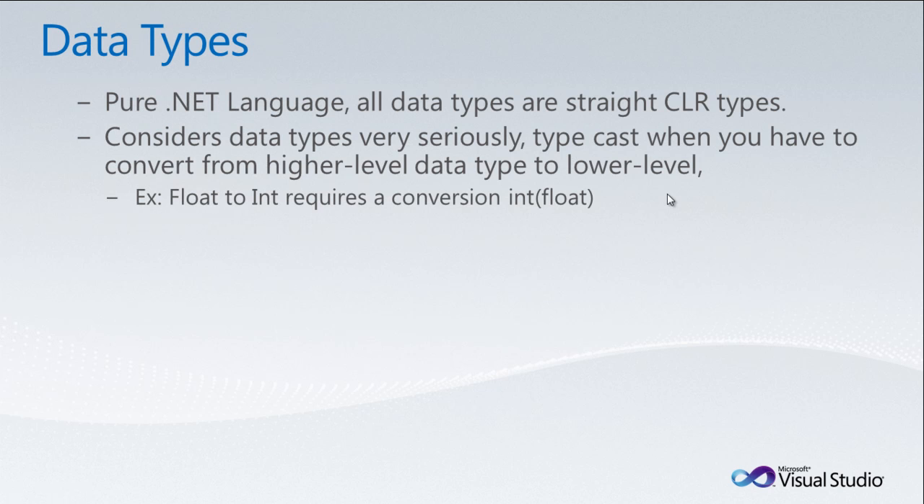Okay, so for the first topic we have the data types. F Sharp is a pure .NET language, so all the data types are just straight CLR types. You don't have to learn anything new about that. One important factor that you have to know is F Sharp considers data types very seriously. If you declare a value as a float, then it stays as a float. You can't just use that as an integer unless you forcefully typecast it, unlike in C Sharp, where you can declare a double and simply use that as an integer.